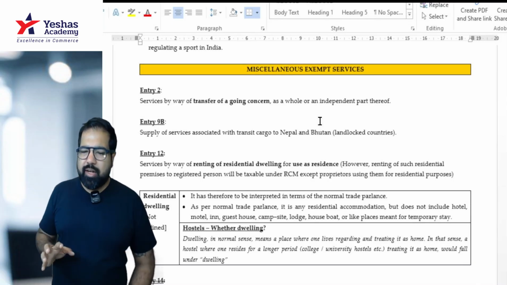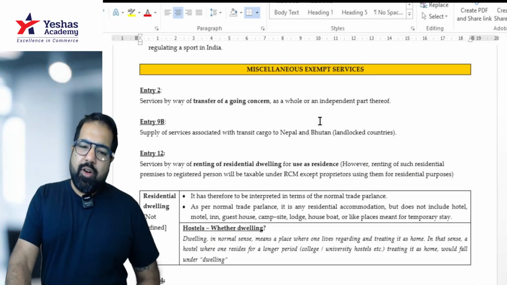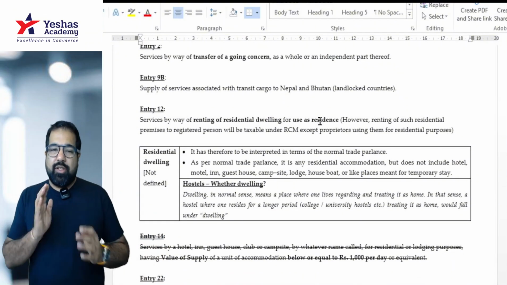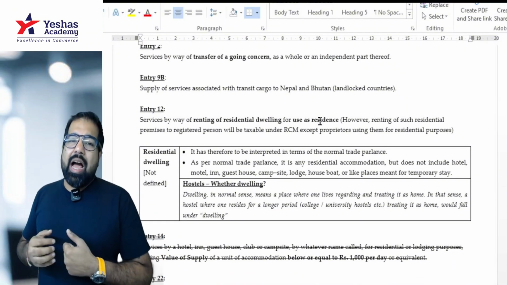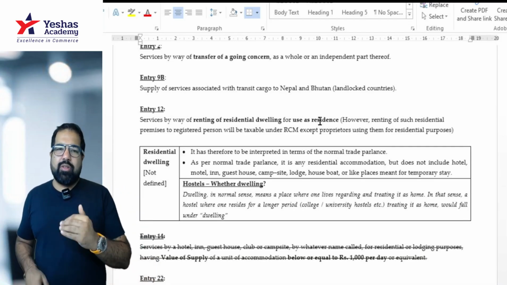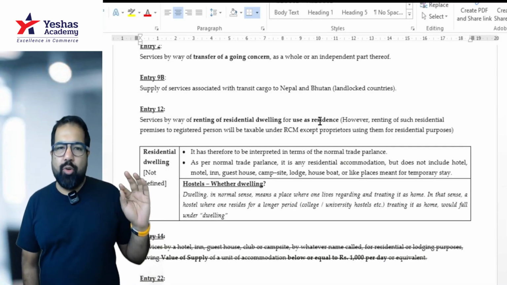Miscellaneous. Let's talk about miscellaneous. If there's something new, I'll talk about it. Transfer pricing, going concern, selling an entity on going concern, this is okay. Residential, this is very important, so let's discuss. I have an apartment, I want to give it out on rent. Is it exempt? Yes. If I'm giving it to someone who's unregistered, definitely exempt, no problem with that.